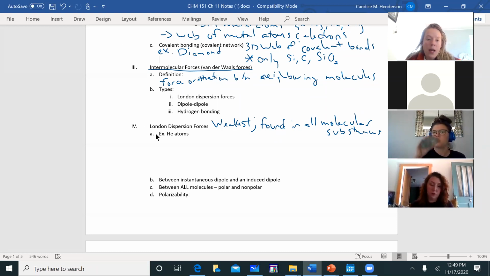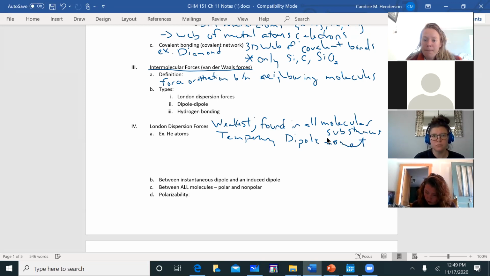So why we get these London dispersion forces is we get what's known as a temporary dipole moment. And because the dipole moment is temporary, a London dispersion force is also temporary. So it'll happen really, really quickly, and then it'll kind of dissipate, and another adjacent molecule will have a London dispersion, and then it'll dissipate, and so on and so on.